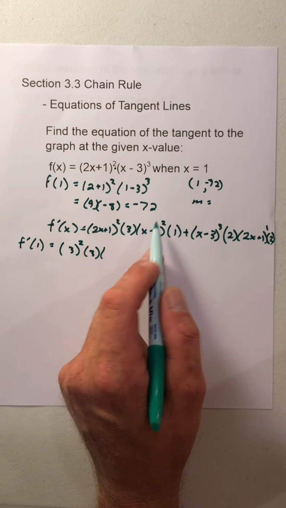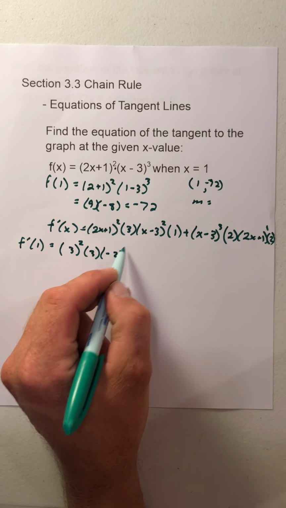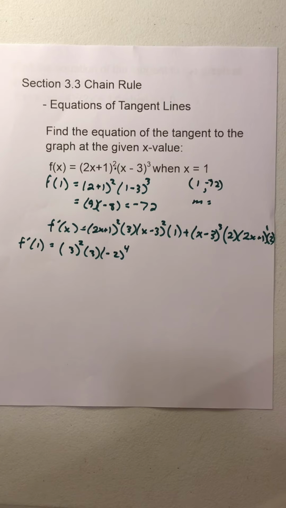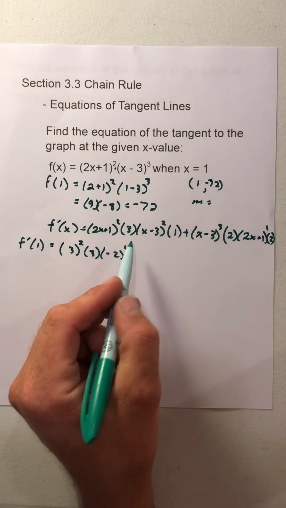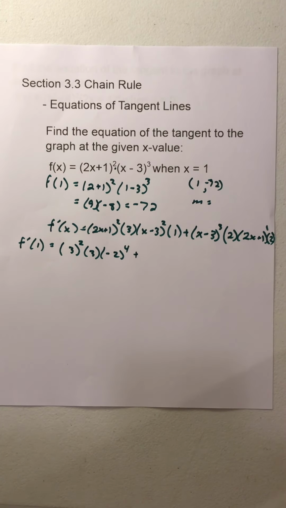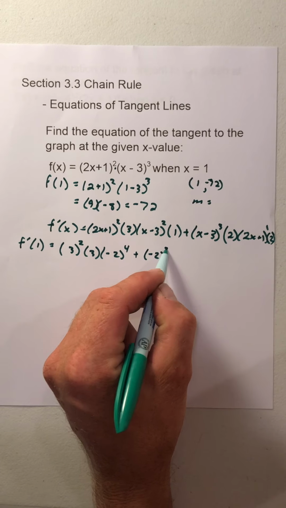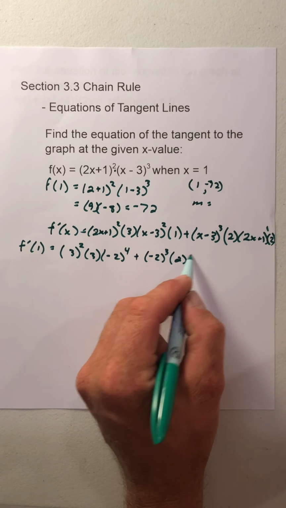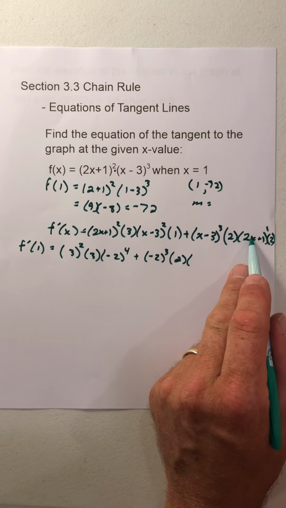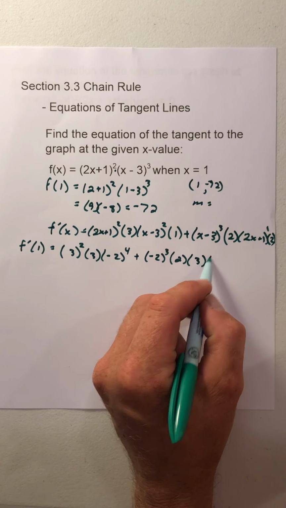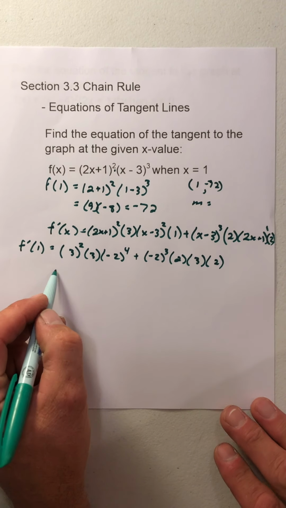1 minus 3 is negative 2 to the second power. And again, you could do some of this math in your head, throw it in a calculator. It's quite up to you. I'm just going ahead and stepping it out just a little bit. 1 minus 3 to the third gives us negative 2 to the third, times 2. 2 times 1 is 2, plus 1 is 3, and then times 2.